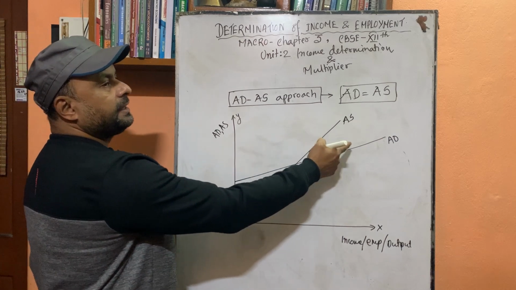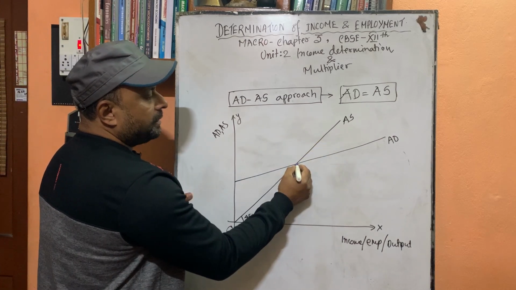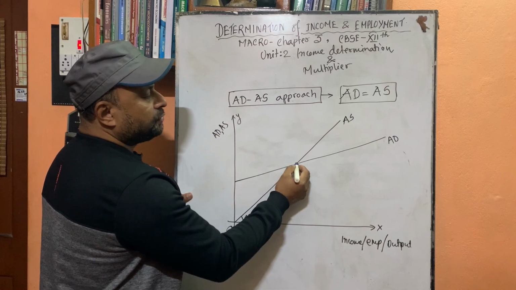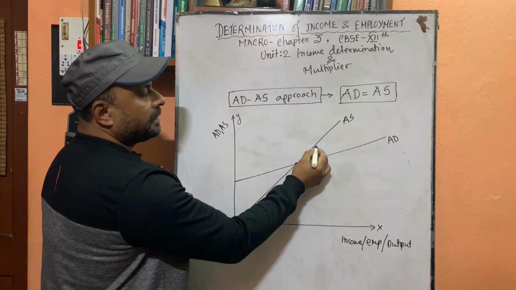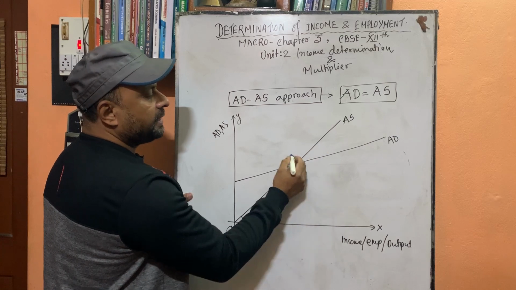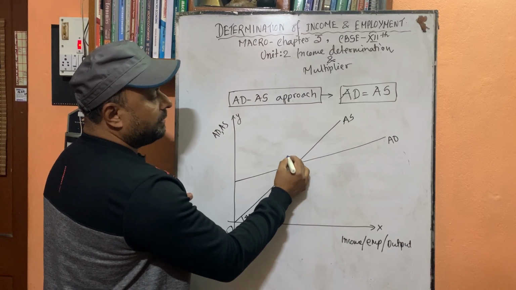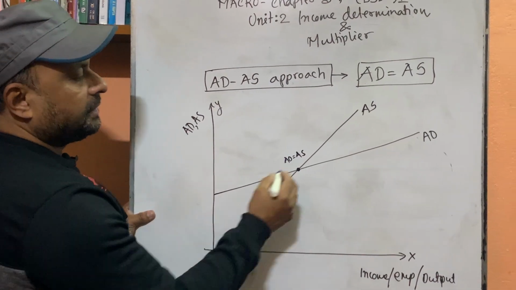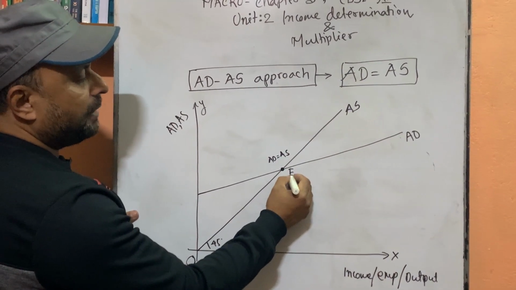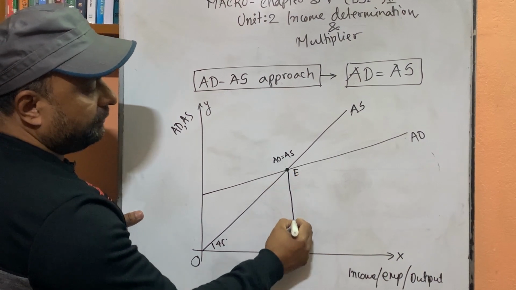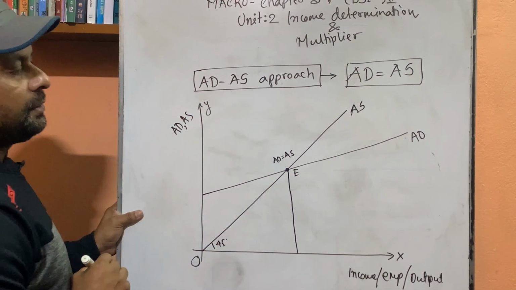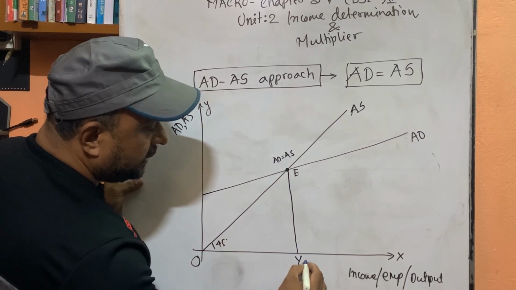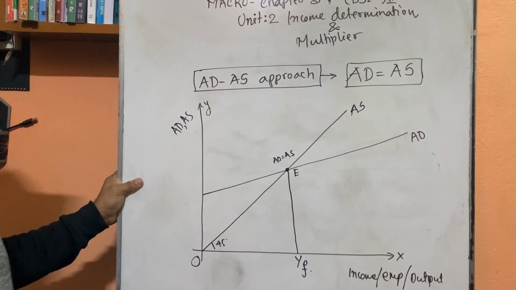Now these are our aggregate demand and aggregate supply curves. Here both curves intersect each other. Where the two curves intersect, it means the values of aggregate demand and aggregate supply are both equal. So at that level AD and AS are equal, and this point is called the equilibrium point because here the values of both curves are equal. This is our equilibrium level, called the equilibrium level of income and employment.